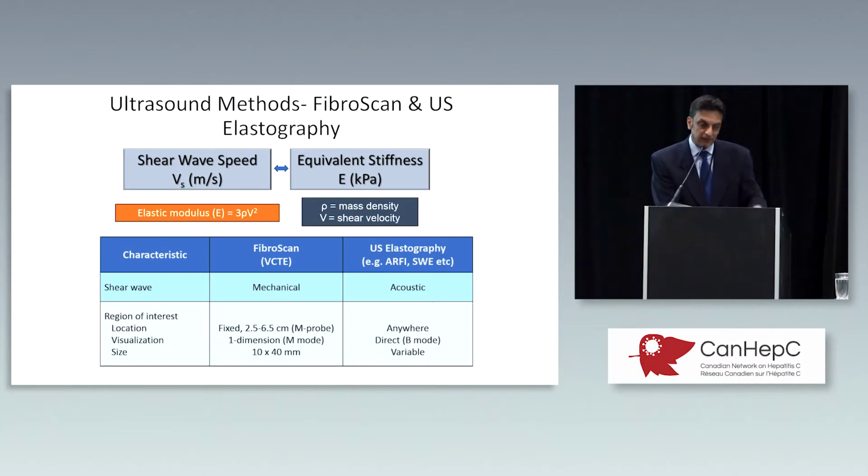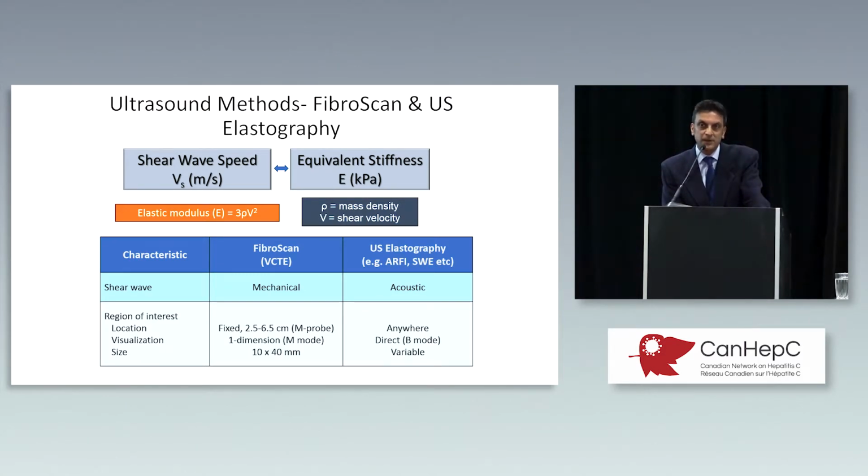And again, this relies on physical properties of the liver tissue, the idea being the stiffer the tissue, the shear wave propagates at a much quicker velocity, and this is calculated into an equivalent stiffness score. There are differences between FibroScan and ultrasound elastography, the main one really being the newer methods such as ultrasound elastography rely on acoustic shear wave methods, either propagation of an acoustic shear wave or displacement of tissue.